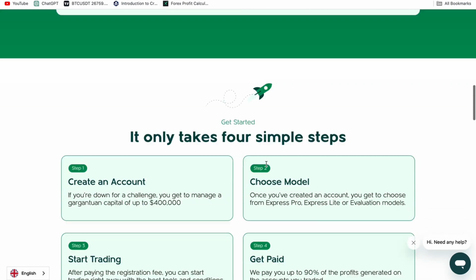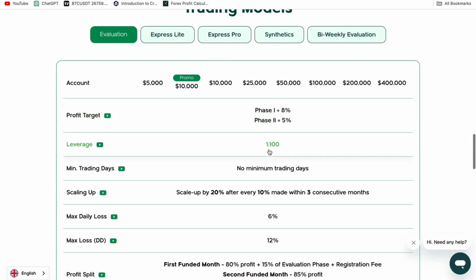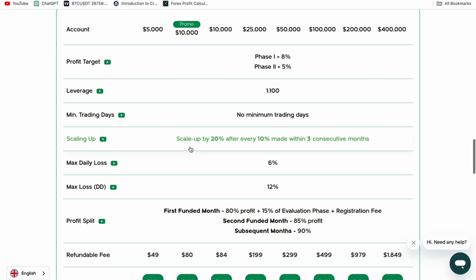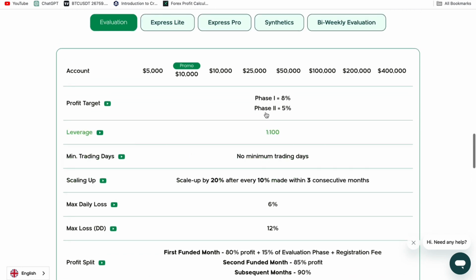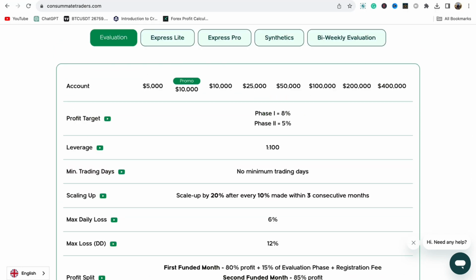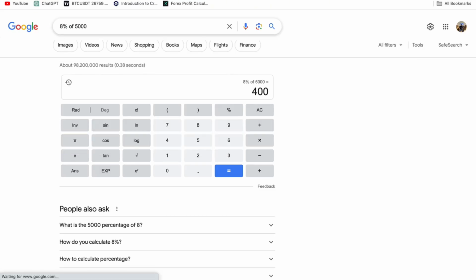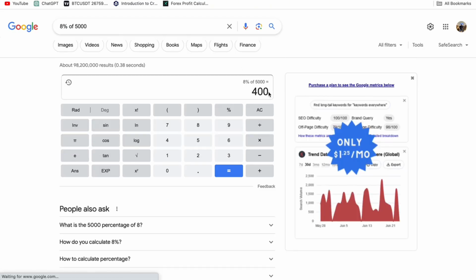So for example, let's just use this one. They are saying if you have a $5,000 account, you need to make 8% on the first phase, then 5% on the second phase. So just do the math on Google. 8% is $400. So you just need to make $400 to pass this challenge.